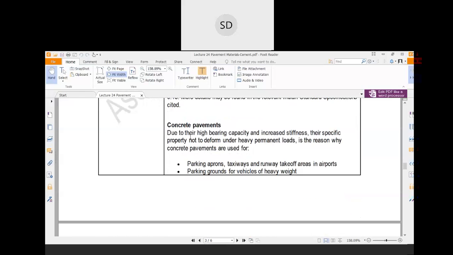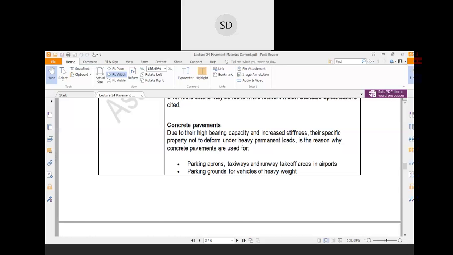Then coming to the next portion, concrete pavements. Due to their high bearing capacity and increased stiffness, their specific property of not deforming under heavy permanent loads is the reason why concrete pavements are used. Basically, they tend to carry a huge number of loads with respect to flexible pavement. Therefore, concrete pavements are used in extreme conditions.